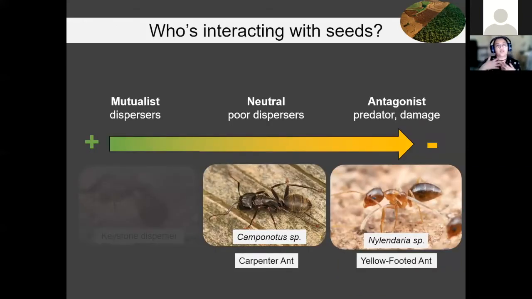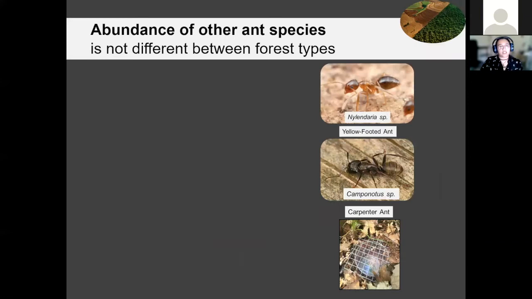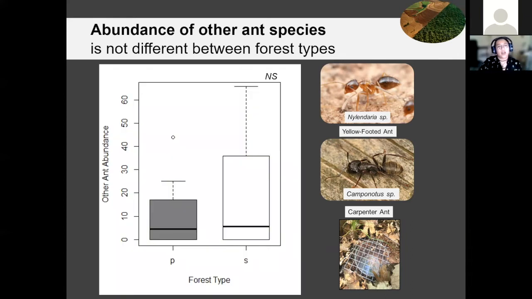Unfortunately, I do not have the data to parse apart our neutral versus our antagonists in this relationship yet. While the mutualism is highly studied and recorded, the antagonists and the neutral ant species are not always noteworthy. So currently I'm poring through the literature, really trying to parse apart these two groups. But what I have right now, at least, is all the other ant data, so besides Aphaenogaster, using again that pitfall trap data. And statistically, there is no difference in the ant abundances of other species between the two forest history types, which is quite interesting. Of course, this story might change as we start to parse apart who are the antagonists and who are the neutral players.